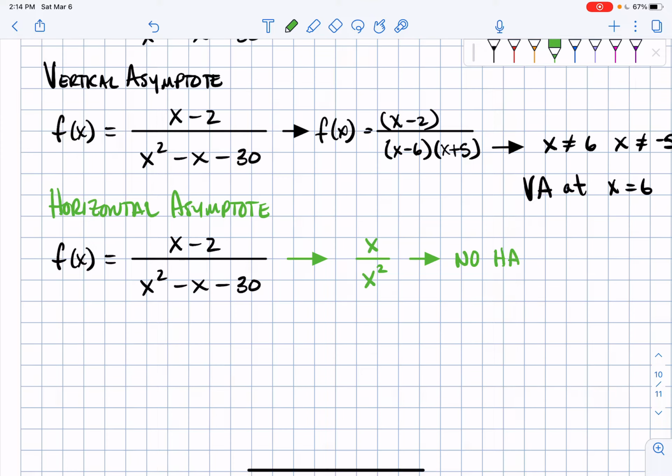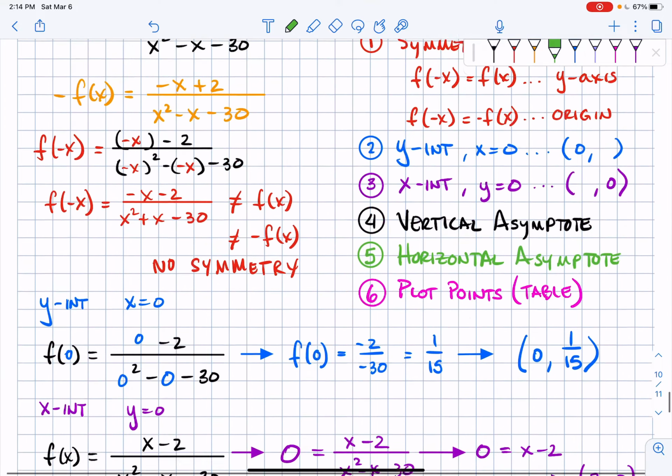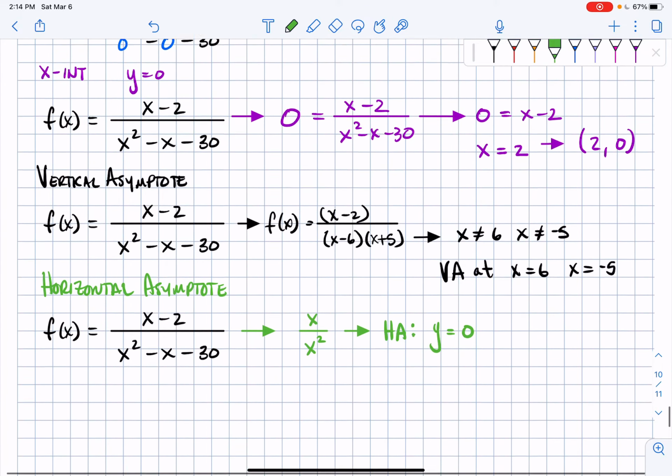Okay? Actually, no, I'm sorry, the other way. That tells me that the horizontal asymptote is y equals 0. Yes, because as x goes to infinity, the x on the bottom is going to grow so much faster that essentially the top is going to feel like a very, very small number, so basically 0. So there's my horizontal asymptote. Awesome. And then the last is the plot points.